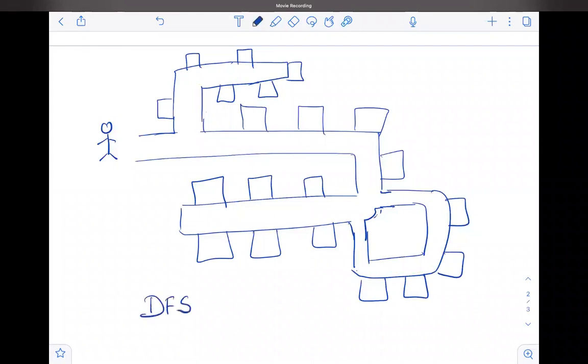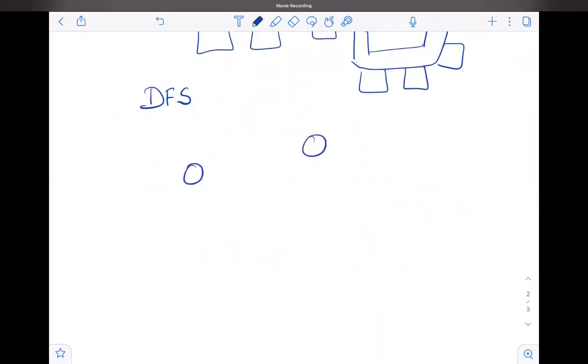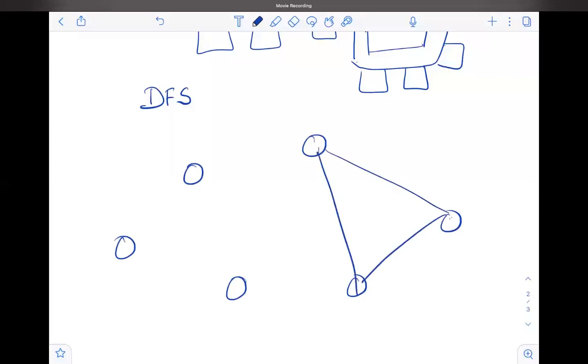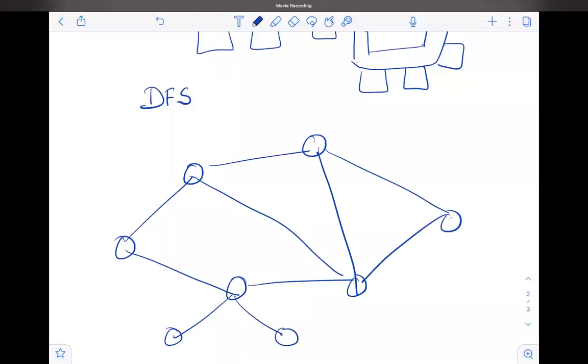I will of course define it formally, but this is the intuitive idea, that you go into the depth as much deep into the graph as you can. Okay, so you have a huge graph sitting there, say something like this, and you are here. So this is the starting vertex.